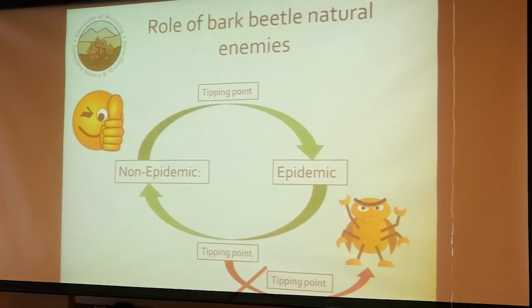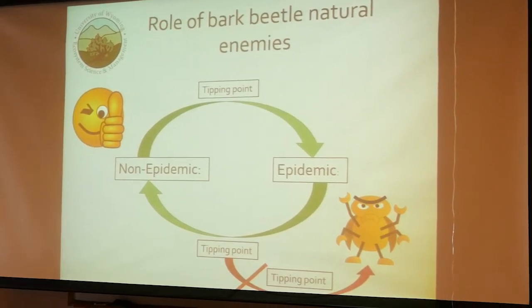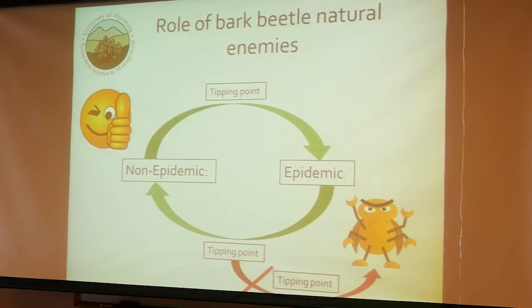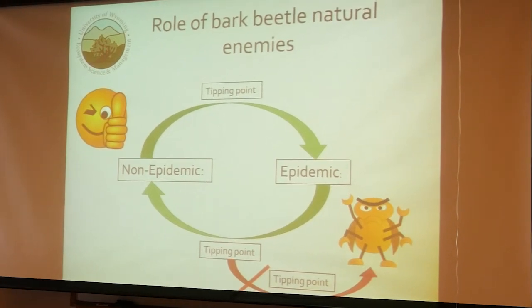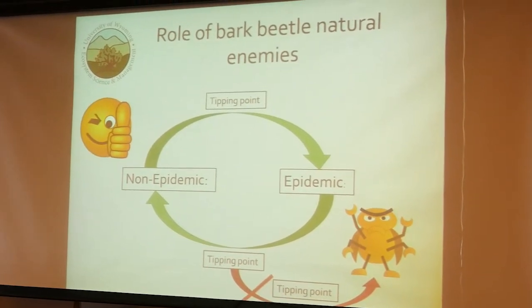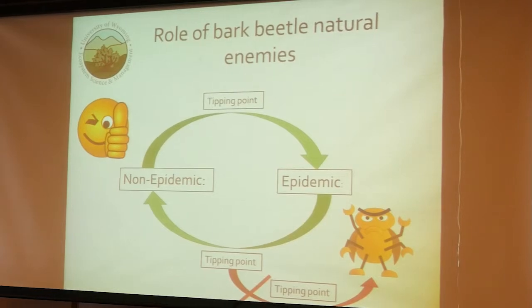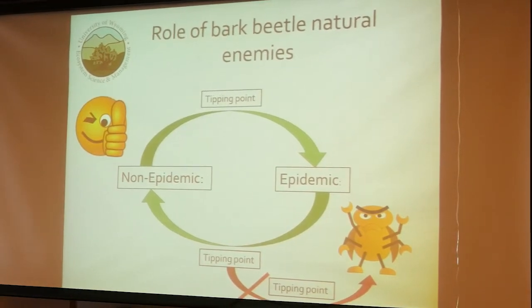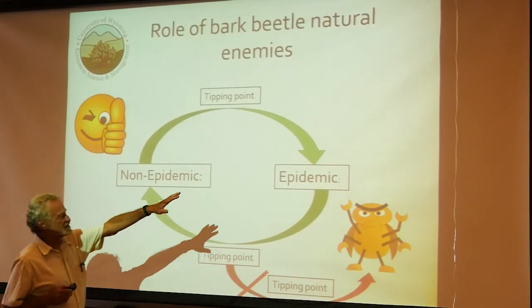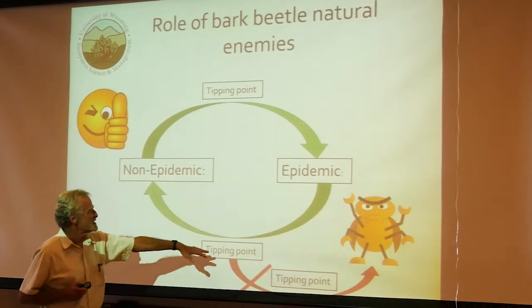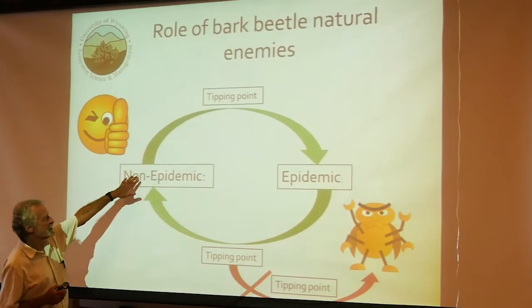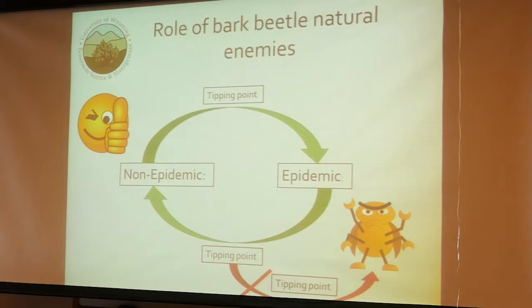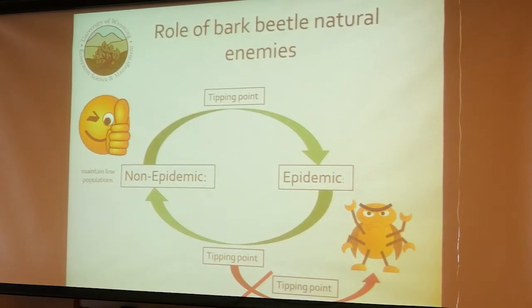And that's really important for this epidemic phase because they reproduce a lot faster when they're attacking healthy trees. It's a much better resource for them. So then the epidemics will fade off. You get another tipping point. Populations get too low to kill healthy trees. You're back to this non-epidemic state.